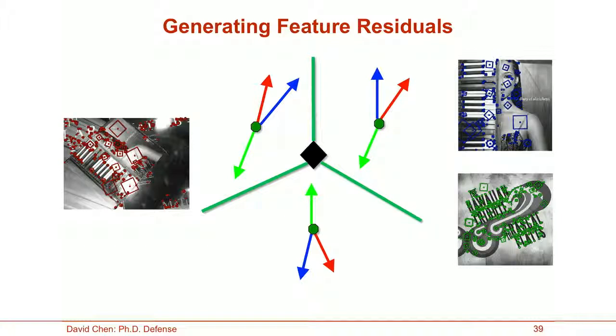Now, to evaluate image similarity, we can just compare the aggregated feature residuals and see which database images have the most similar residuals compared to the query image.